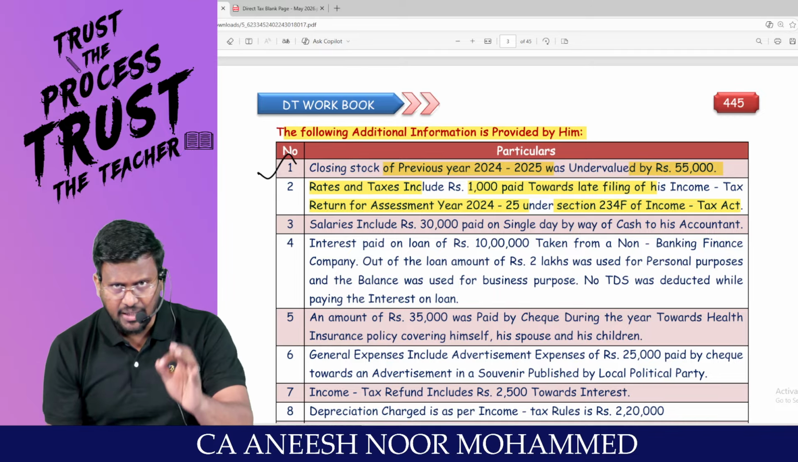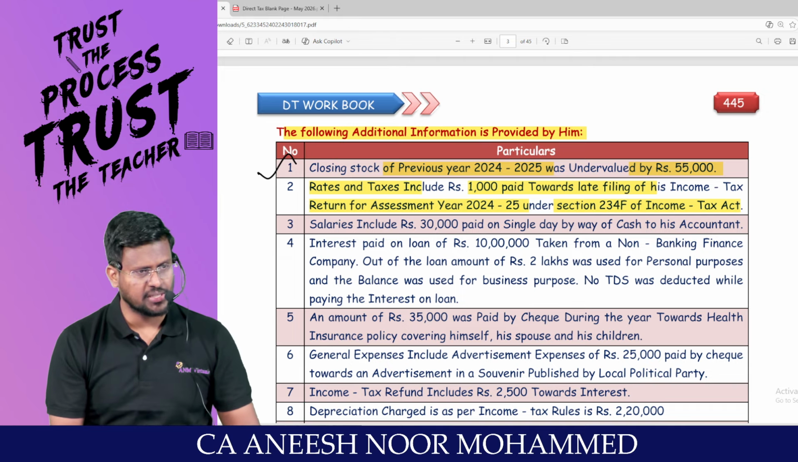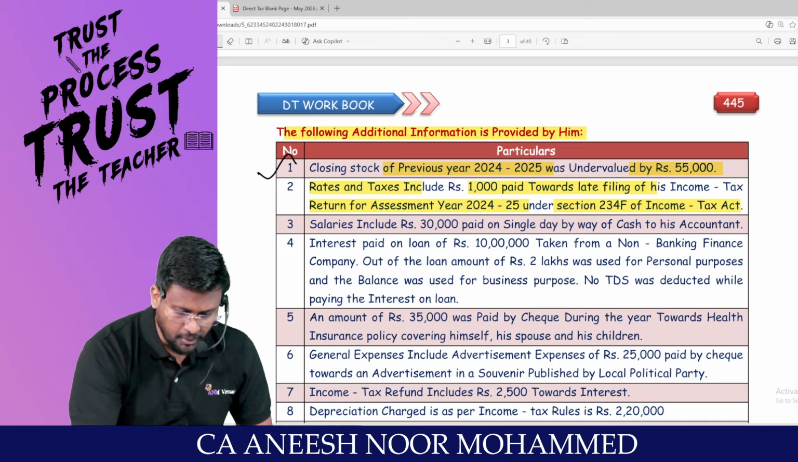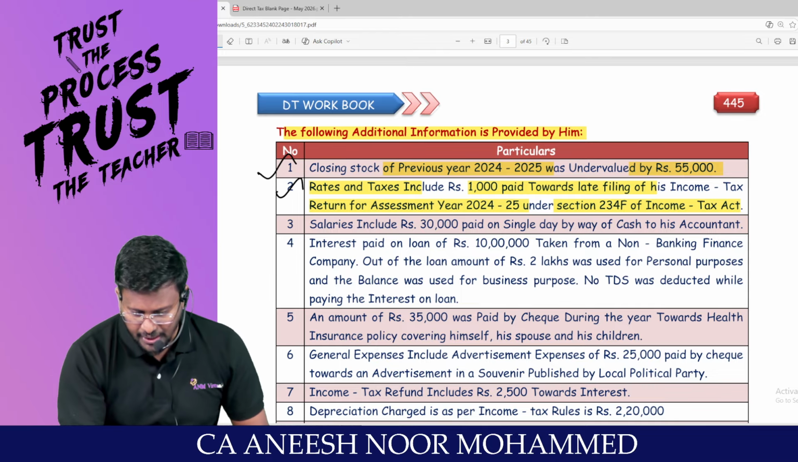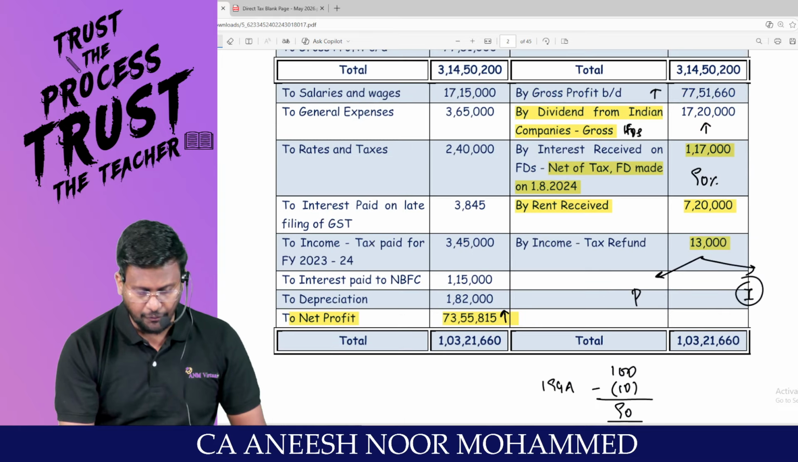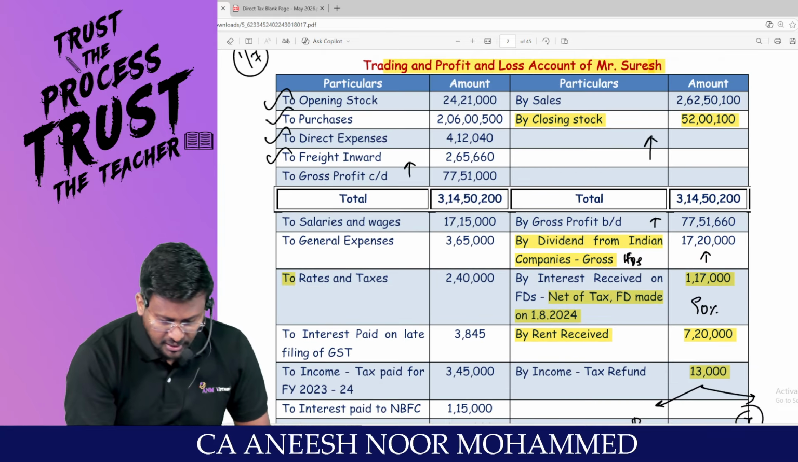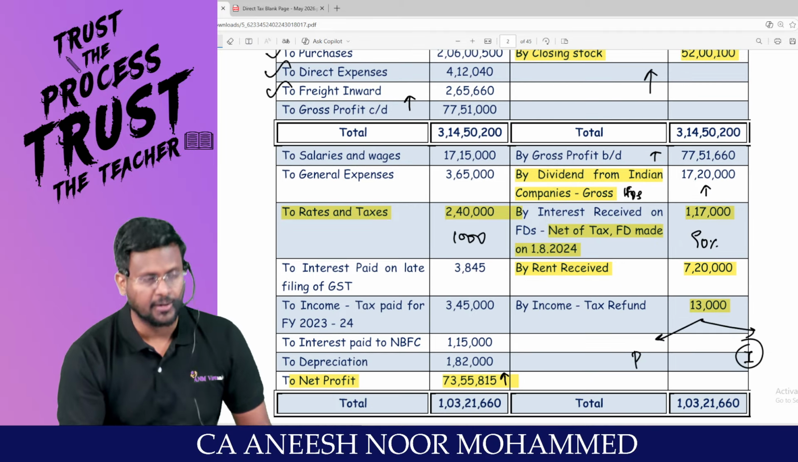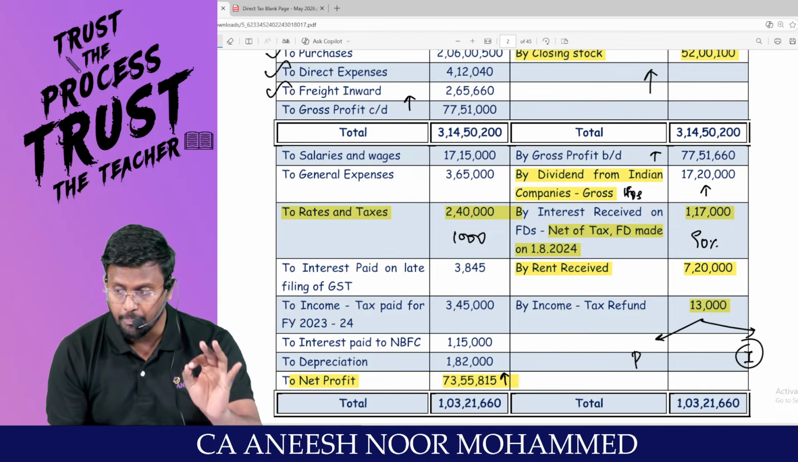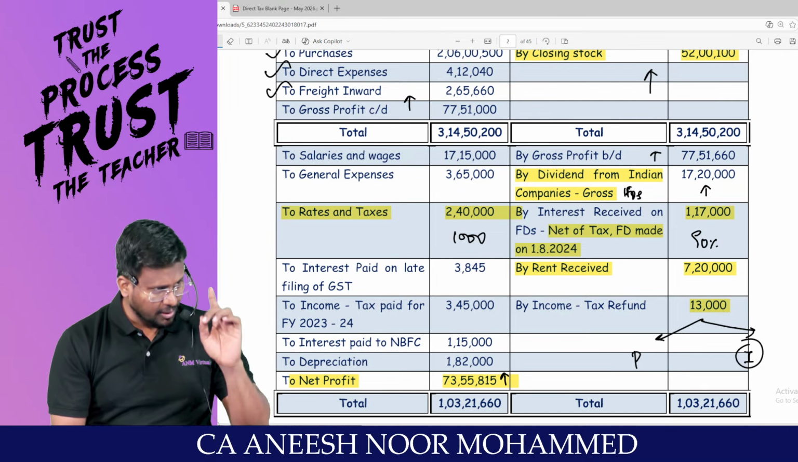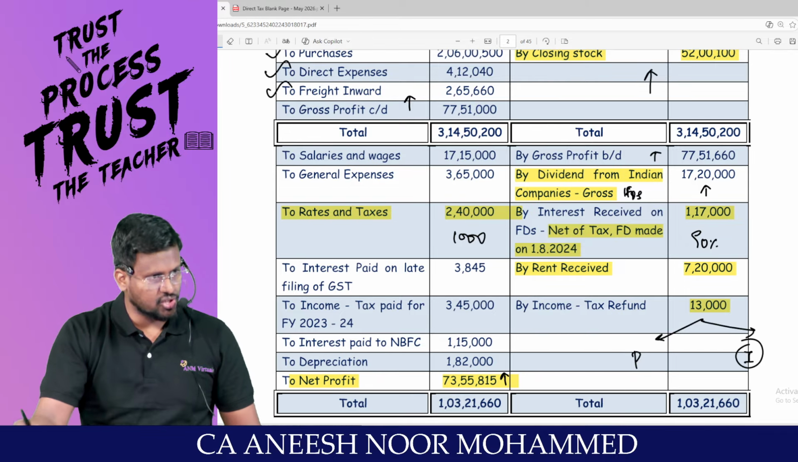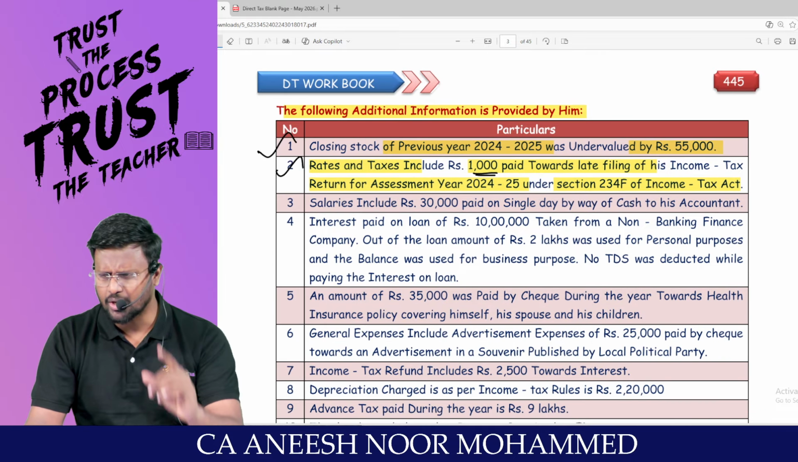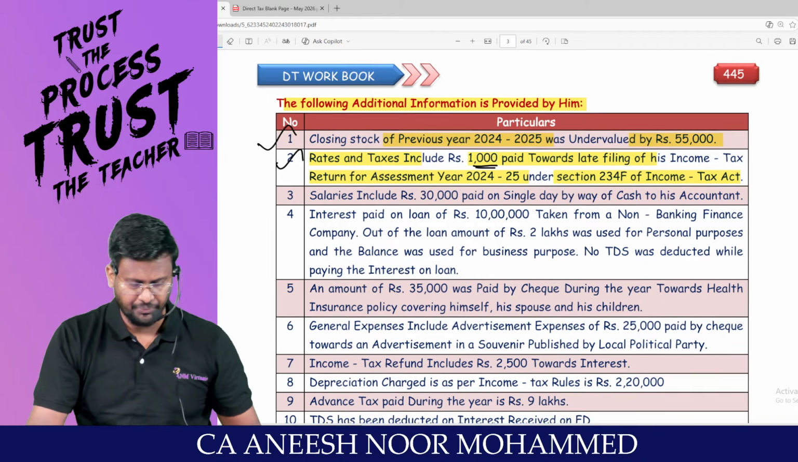If the total income is up to 5 lakh, 1,000 rupees; more than 5 lakh, 5,000 rupees is the provision. My dear lovable students, this 1,000 rupees has been paid under 234F and it is included in the rates and taxes. That 1,000 rupees should be added back because that is not compensatory in nature. Only interest is compensatory in nature. Penalty, fees and all should be added back because it is for infraction of law.